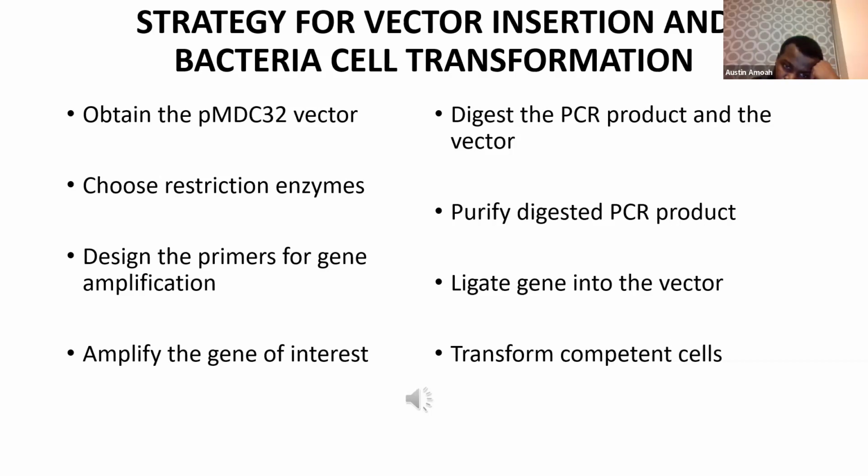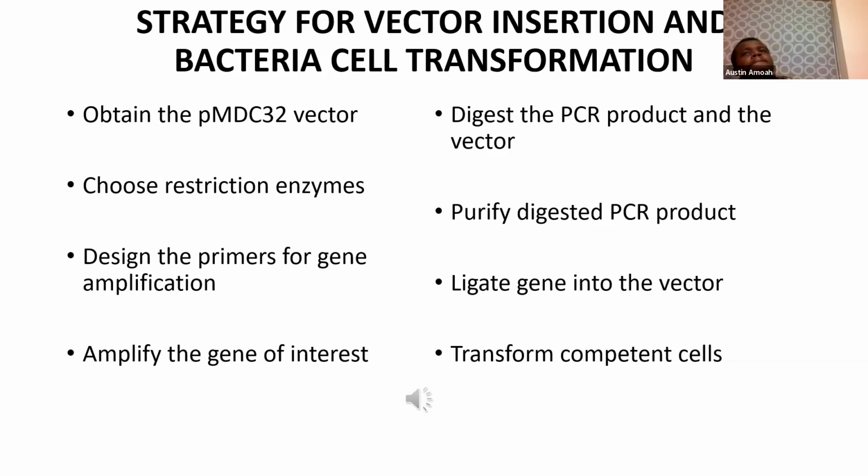So we start by acquiring our vector. In this case, we are using the PMDC32 vector from a reliable source. And then we move on to the stage where we choose our restriction enzymes. In this case, we are going to consider EcoRI. The next stage is to design the primers for gene amplification. So we will design PCR primers to amplify our gene of interest. The primers should contain sequences that are complementary to the ends of the linearized vector to facilitate cloning.